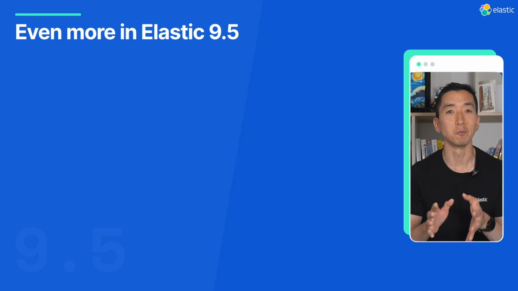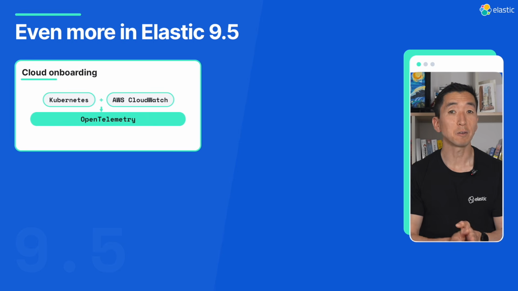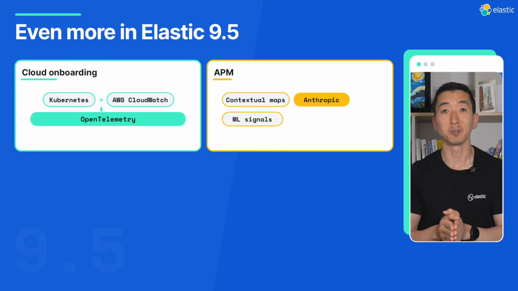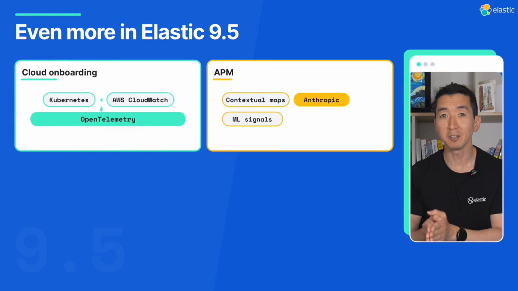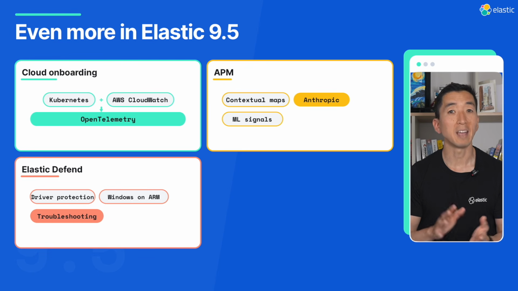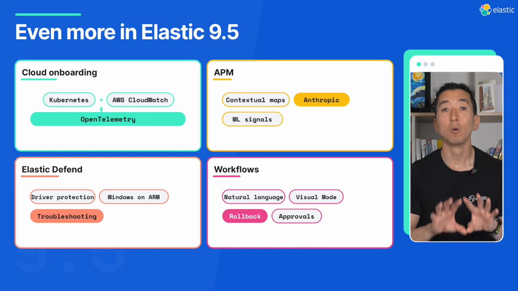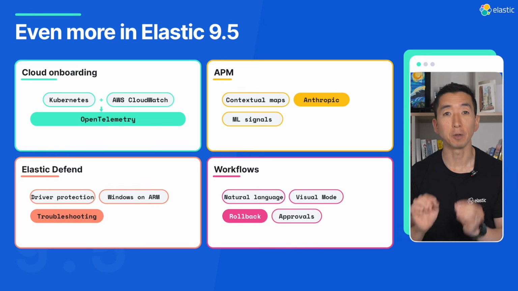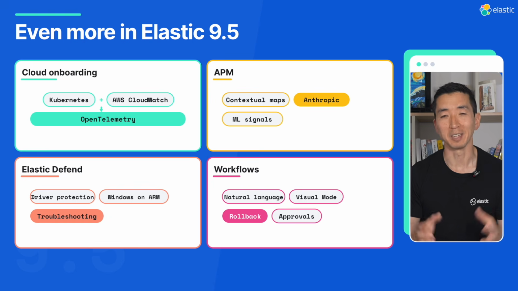Now, I've mentioned this is a packed release, so a few more improvements are worth a quick mention. Cloud onboarding is simpler with Kubernetes and AWS CloudWatch routing directly into OpenTelemetry. APM adds contextual service maps, clearer machine learning signals, and Anthropic support for LLM observability. Elastic Defend adds proactive vulnerable driver protection, Windows on ARM coverage, and an endpoint troubleshooting skill. And Workflow now has GA natural language authoring, version history with rollback, visual mode, and approval through external tools like Slack.